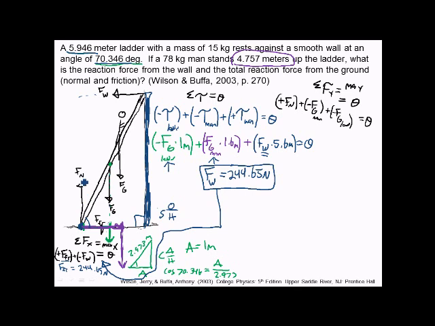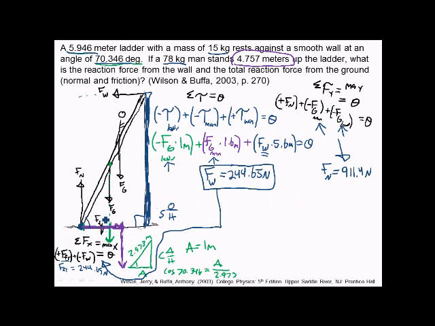Okay, so we're almost ready to get the full picture. Now we need the normal force. So we'll come over here to the forces in the Y. The force of gravity of the man, 78 kilograms, so 78 times 9.8, and the ladder, 15 times 9.8. So the normal force will come out to be 911.4 newtons.